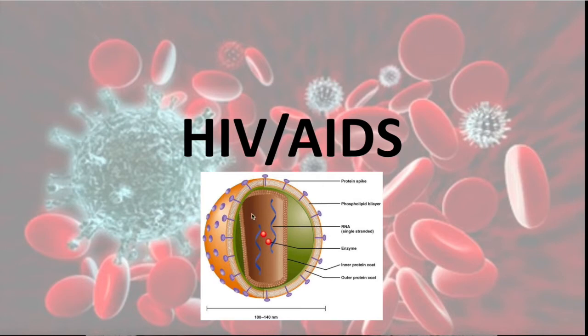So here you can see what the HIV virus looks like. There are protein spikes on the outside that are unique to the HIV virus. It is an RNA virus. You can see its genetic material here. Viruses, again, are not cells because there are no organelles. There is an outer protein coat as well as an inner protein coat. Looking at some structure, there is a membrane around it, a phospholipid bilayer, so it's similar to the membranes of our cells.